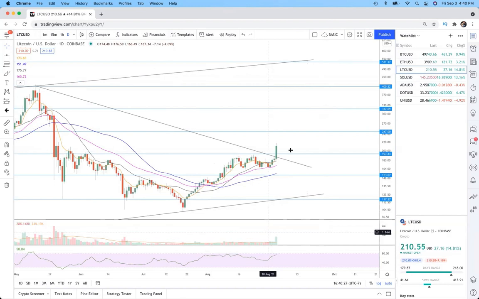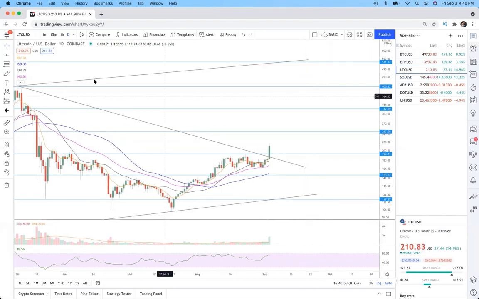So this is a fresh breakout, and my first resistance will be near 233, this high, and 247. 247 is the actual target I'm looking for. And then eventually something right here, 281, 282, 317, 360, and 405. Those are my targets for Litecoin.